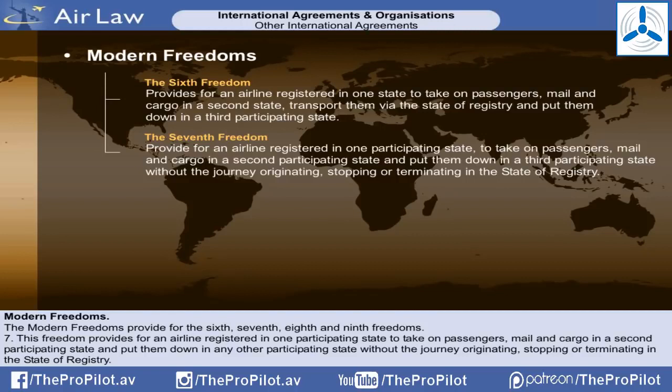The 7th freedom provides for an airline registered in one participating state to take on passengers, mail and cargo in a second participating state, and put them down in any other participating state, without the journey originating, stopping or terminating in the state of registry.